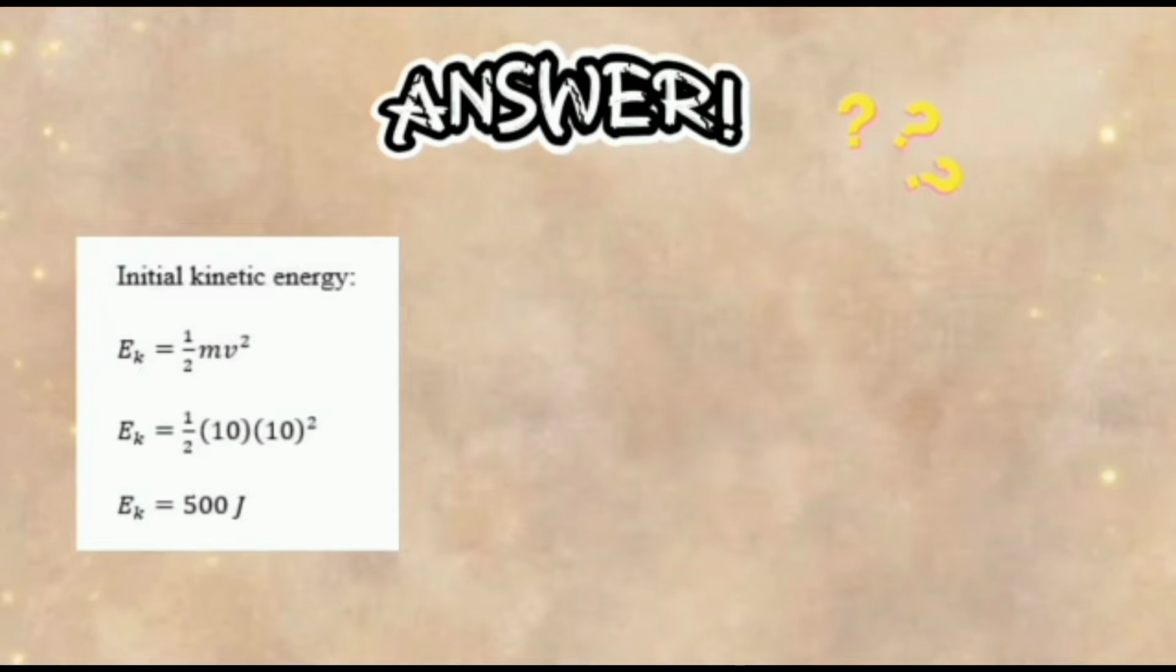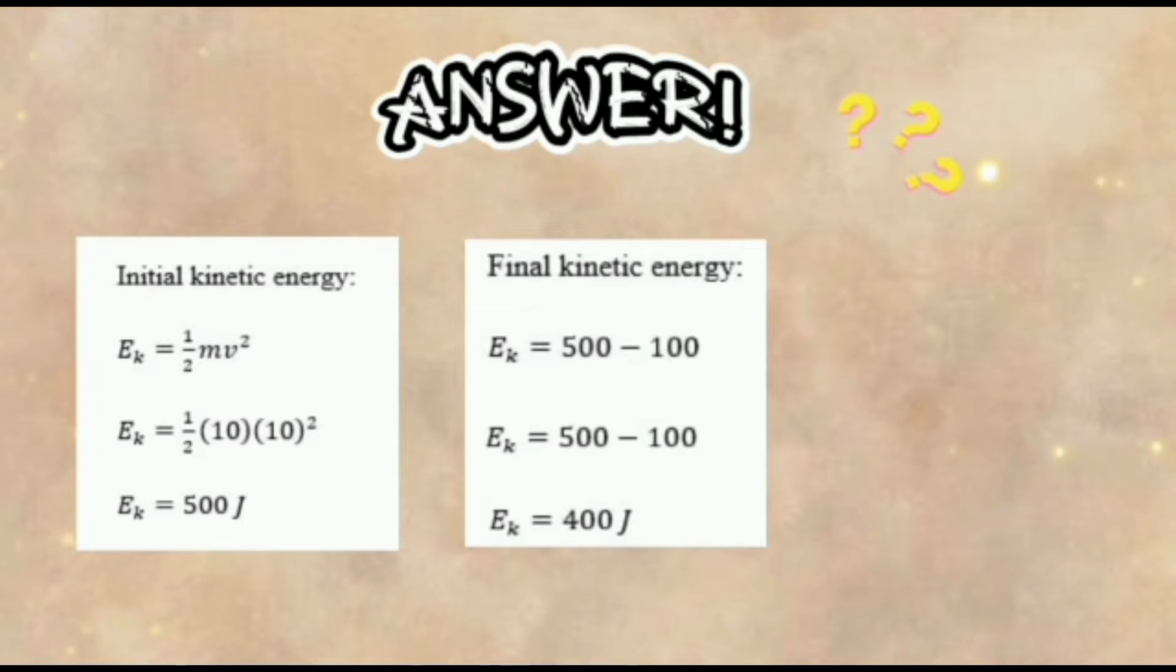First, let us find the value of the initial kinetic energy. Using the information given, substitute the initial values of mass and velocity in the kinetic energy formula. Then, we will get the initial kinetic energy equal to 500 joules. Next, to find the value of the final kinetic energy, we need to subtract 100 joules from the initial kinetic energy of 500 joules, because it decreases by 100 joules, and the final kinetic energy is equal to 400 joules.